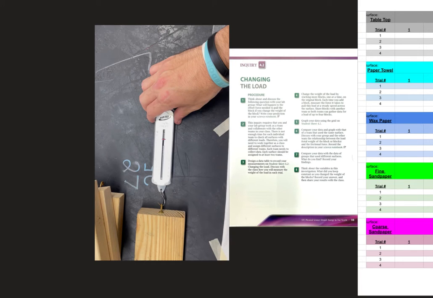All right, before we get started talking about data, watch this little short clip. This is what you would be doing in lab if you were here. You would be doing what I'm doing on the screen for each of the surfaces that were listed. You do this on the tabletop, the wax paper, the paper towel, the fine sandpaper, and the coarse sandpaper, and you check your data for each as you go. But we'll talk more in a moment. So watch this short video, and this is what you would literally be doing.